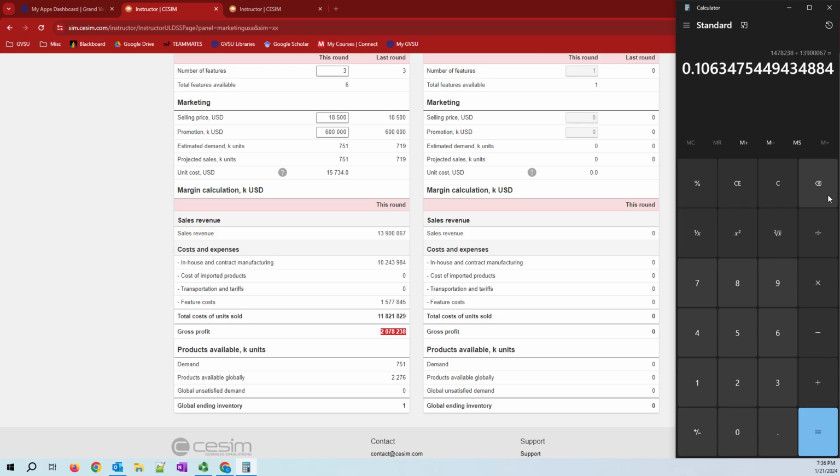I think I still made a mistake here. I should have actually, no, this is right. Yeah, so I took off this much from my gross profit, and then that's how I calculated my gross margin. Okay, so I'm still fine.